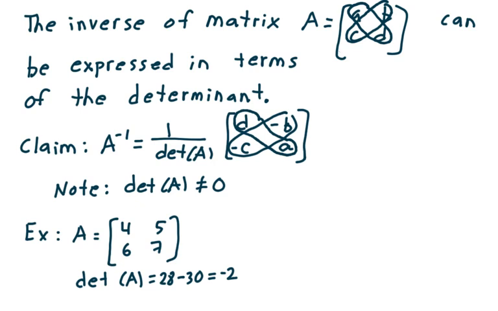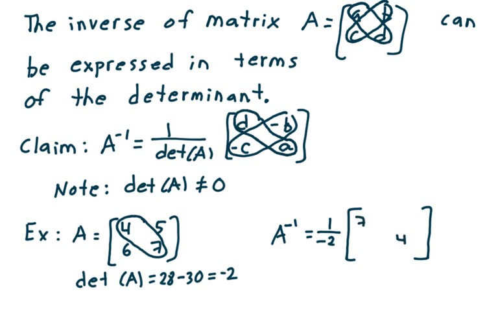What's nice about this is getting A inverse is really straightforward. To get A inverse, it's going to be 1 over negative 2, and then I'm going to multiply by the following matrix. Notice the entries along the main diagonal of A. I'm going to interchange them. So in other words, I'm going to write 7, 4.